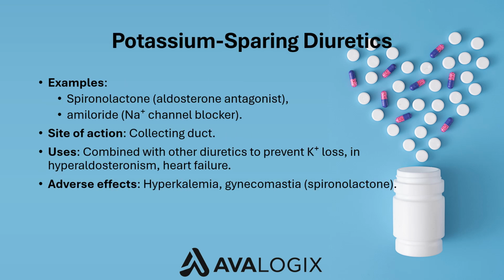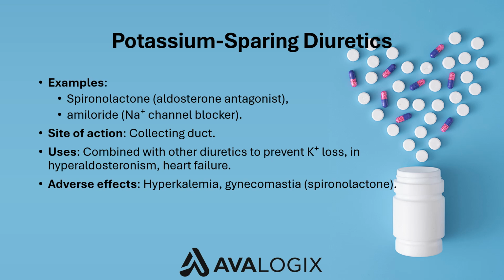Potassium-sparing diuretics are a diverse group united by one feature: they help the body retain potassium while promoting sodium excretion. The two main subtypes are aldosterone antagonists, spironolactone and eplerenone, and epithelial sodium channel blockers, amiloride and triamterene. Aldosterone antagonists block the effects of aldosterone at the mineralocorticoid receptor in the collecting duct. This reduces sodium reabsorption and potassium excretion.